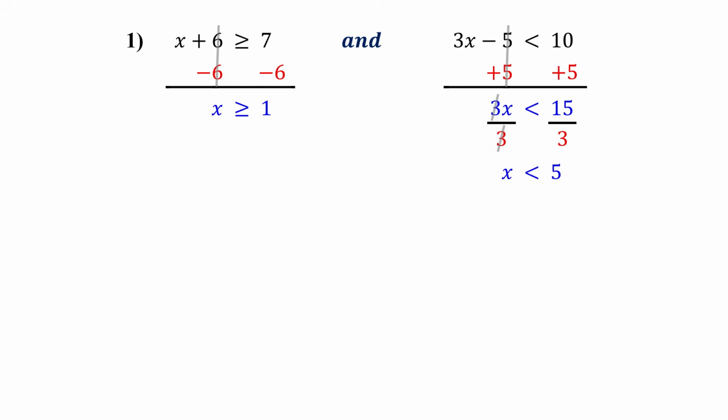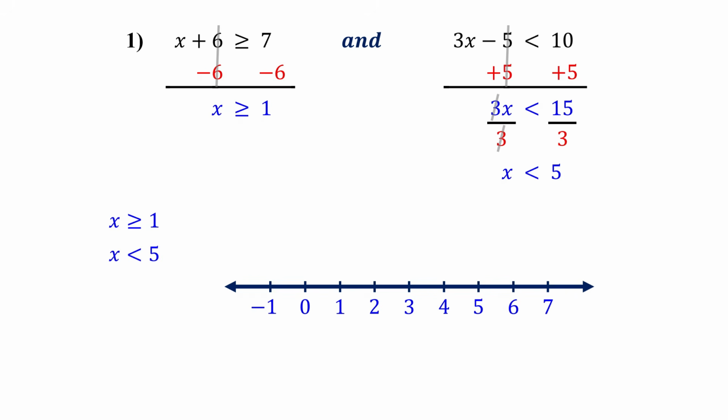Now that we've solved both inequalities separately, the next step is to graph their solutions on a number line. X is greater than or equal to 1 means x can be any number bigger than 1, including 1 itself. To show 1 is included, mark a closed circle at 1. Then to show all the numbers bigger than 1, shade to the right of the circle. That is the graph of the solution to the first inequality.